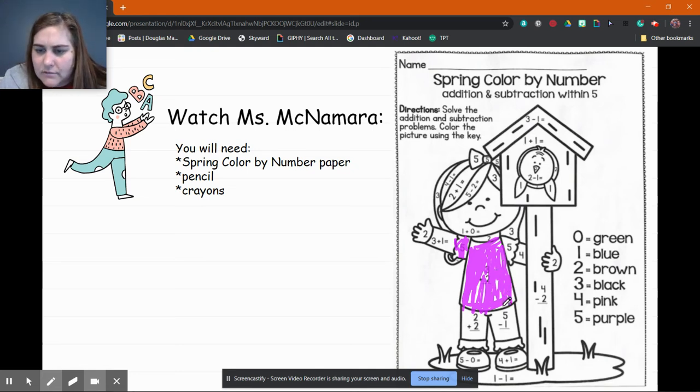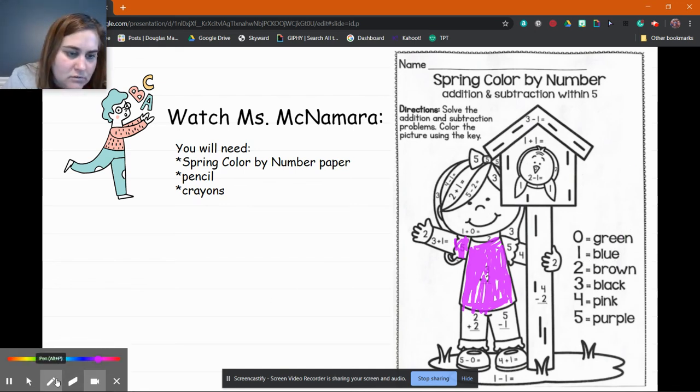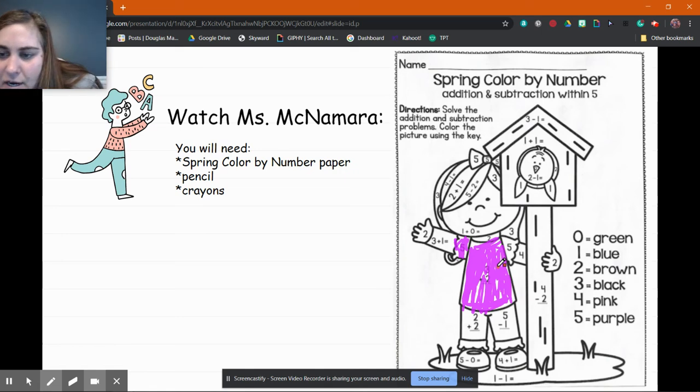Let's take a quick look at a subtraction problem. So this one here is saying 4 take away 2. So if I have 4 and I take 2 away, how many do I have left? Oh my gosh, guys. 2. And it says 2 is brown. Oh, I don't know if I have a brown in here. Let's see. Well, we're just going to go with this one. This is not quite brown, but it'll work. So I would color in the whole post there.